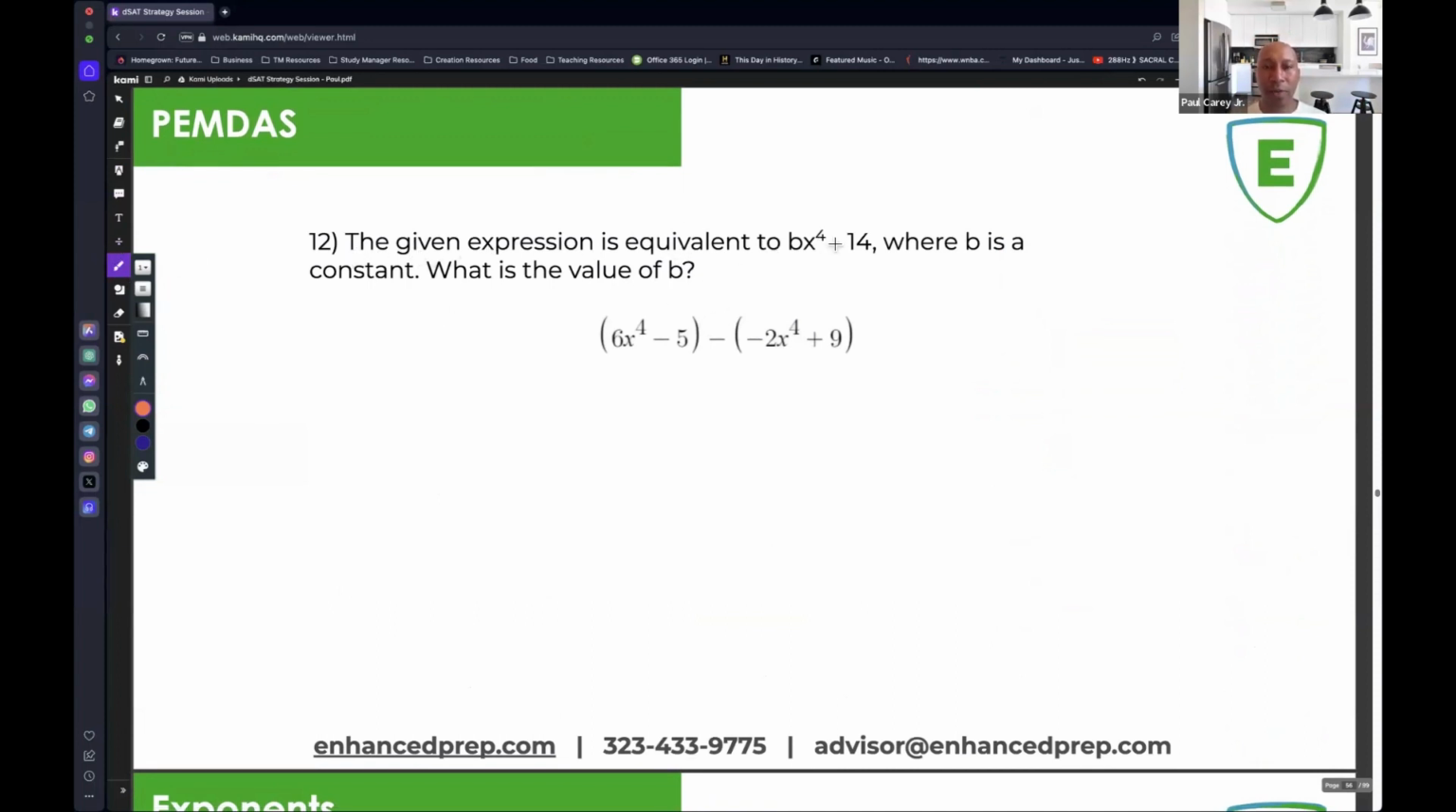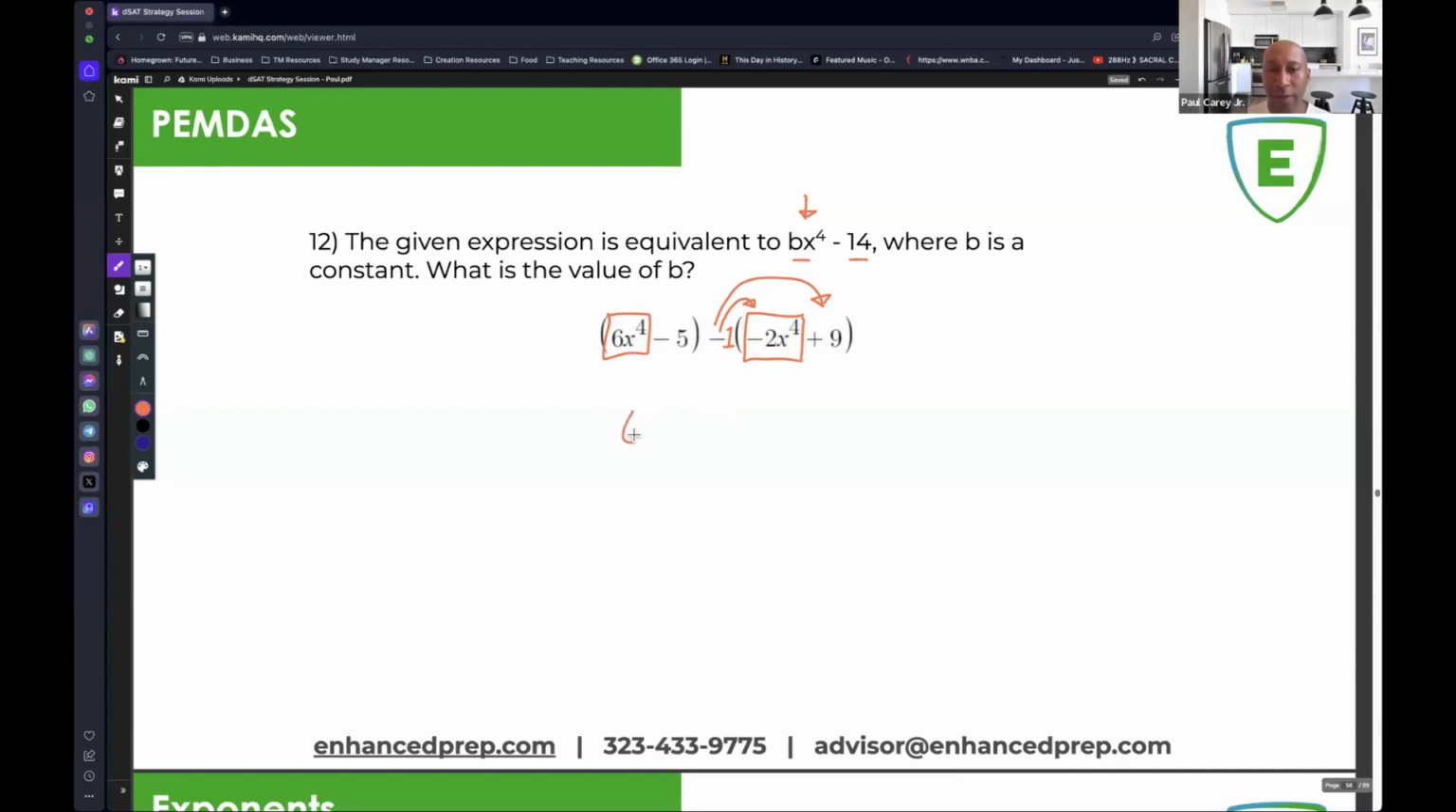The given expression is equivalent to bx to the fourth minus 14, where b is the constant, and what's the value of b? Well, we notice that in this case, our bx to the fourth is only going to be related to our x to the fourth term, and what we're going to do is combine like terms. So we want to do what's in the parentheses first. We see that there's nothing we can do within the parentheses, and then we want to distribute our negative sign to both of our values, right? Just remember that you can always draw this as a -1, just to help make sure that you think about you're multiplying that.